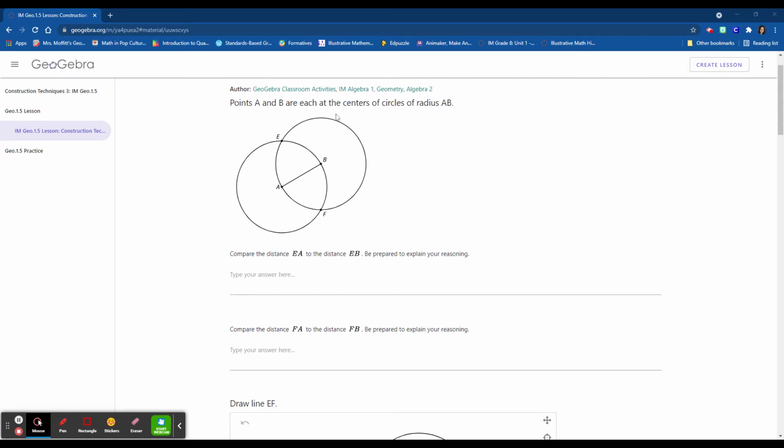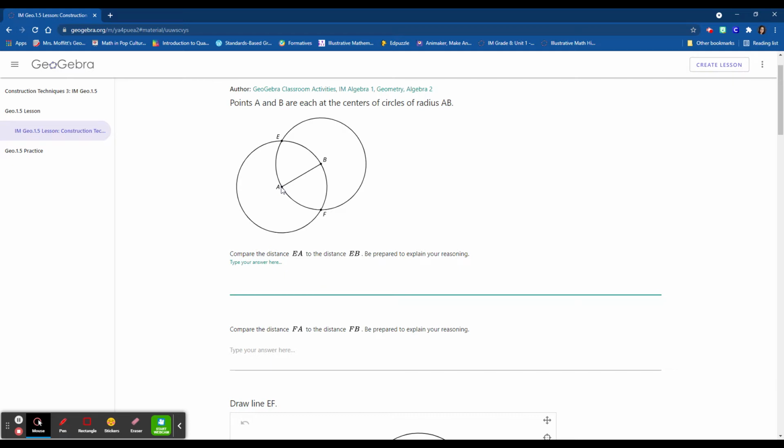So we have in our warm-up, points A and B are each at the centers of circles of a radius of AB. So we've talked a lot about how when you have two circles that both have the same radius length, then we know those two circles are congruent to each other. All right, our first question says compare the distance EA to the distance EB. Be prepared to explain your reasoning.